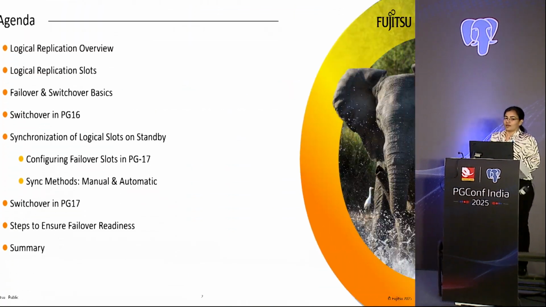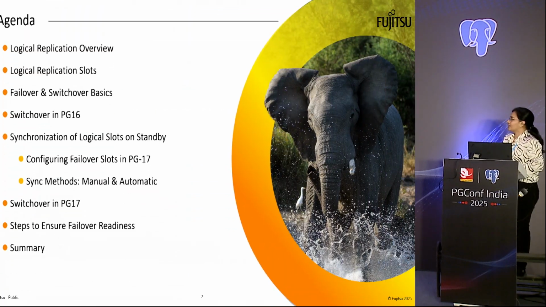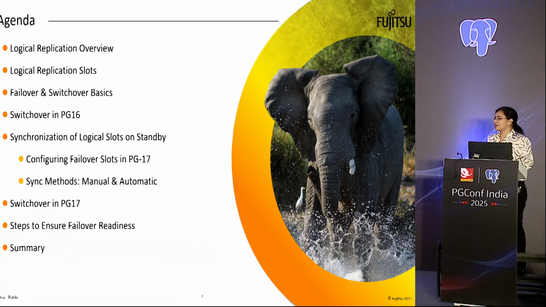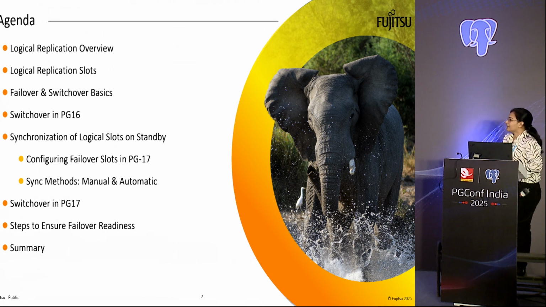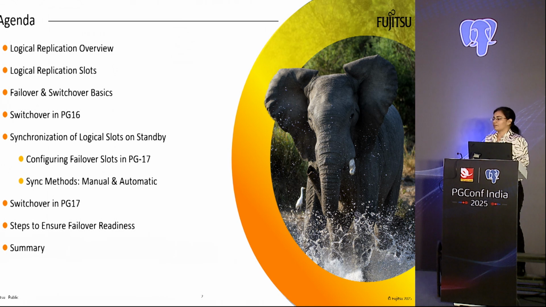So this talk's agenda is we will start with some logical replication overview and how logical replication plays an important role in doing the replication, and then we will define the problem statement: what happens to logical replication when failover happens, and then we will see how it happens in Postgres 16, where this feature is not available.